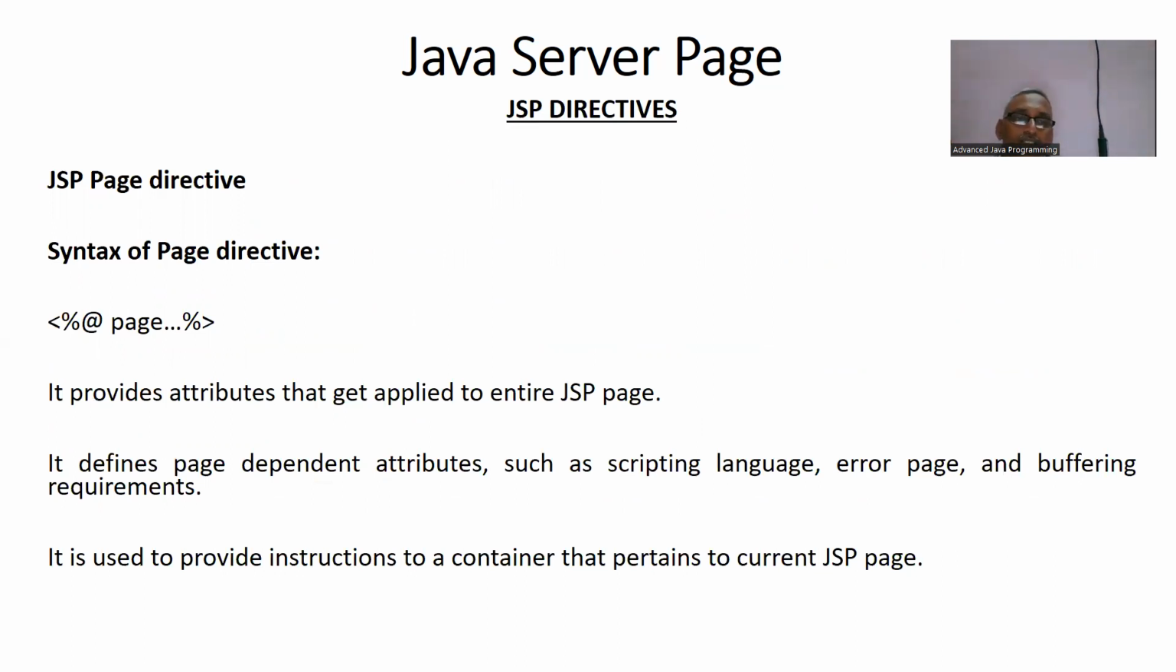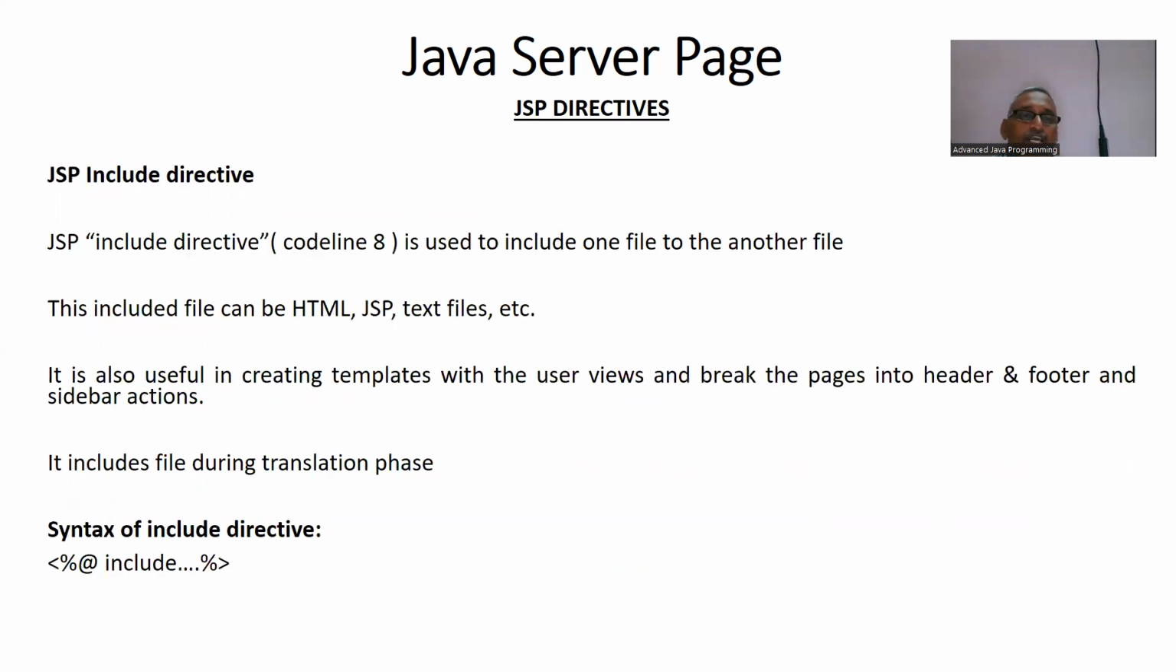Syntax: less than symbol, percent, and at symbol, page, then mention the attribute name, whatever it may be, here, and close the tag. It defines page dependent attributes such as scripting language, error page, and buffering requirements. It is used to provide instructions to the container that pertain to the current JSP. Following are some of the attributes associated with the page directive.